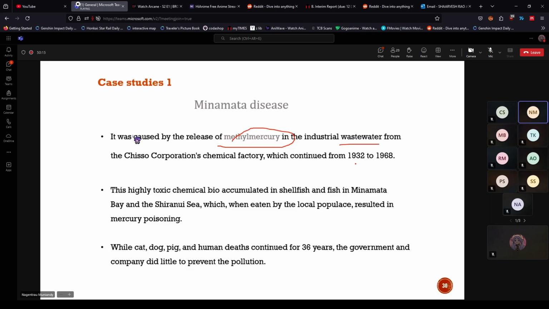This factory operated from 1932 to 1968. That means almost 36 years they kept releasing this chemical into the water source of the village. This toxic chemical accumulated in the food they consumed, like fish and others, and then they experienced mercury poisoning. The effect of this Minamata disease has continued for almost 36 years.